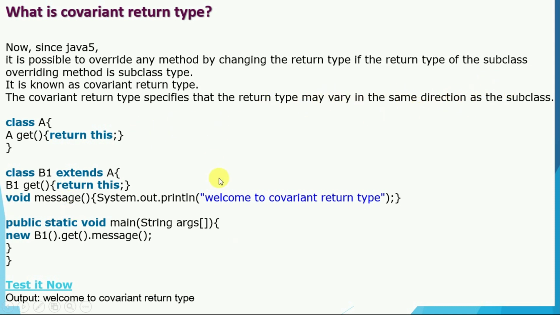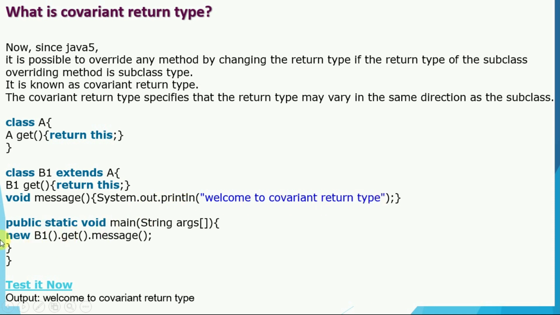So let's take a look at this example. We have a class named A and a get method, which returns the current instance value. We have a child class named B which extends the parent class A, and also has a get method that returns the current class instance. We also have a void message method, with a print statement: welcome to covariant return type.